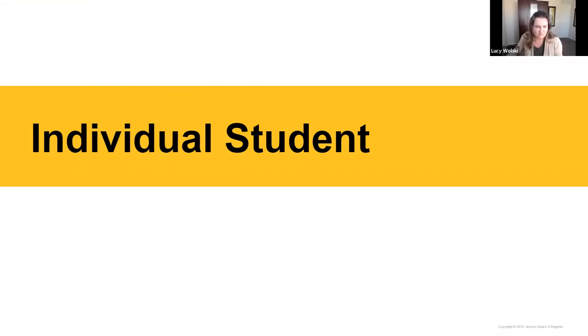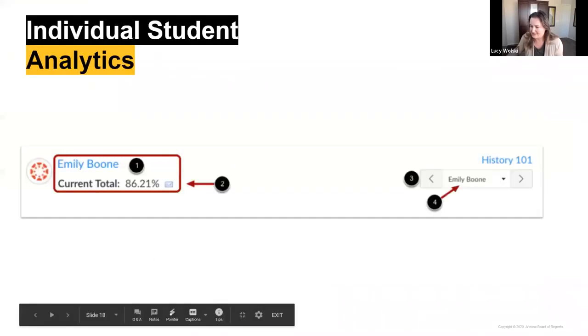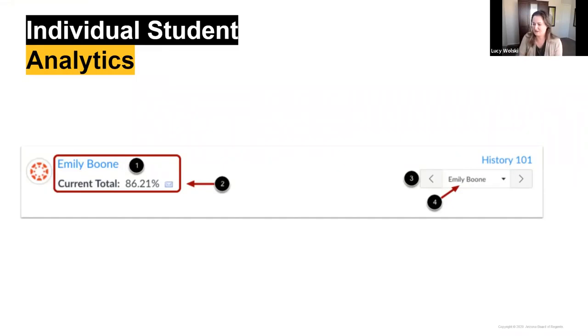And then you open it up from your homepage by pushing on New Analytics. And now you can look at individual students' activities in analytics. So in this example, you're going to look at Emily Boone. You can click on her. Right at the first glance, you can see what her current percentage in the course is. You can message her directly using this envelope icon. And you can scroll through your other students by using the previous and next buttons.